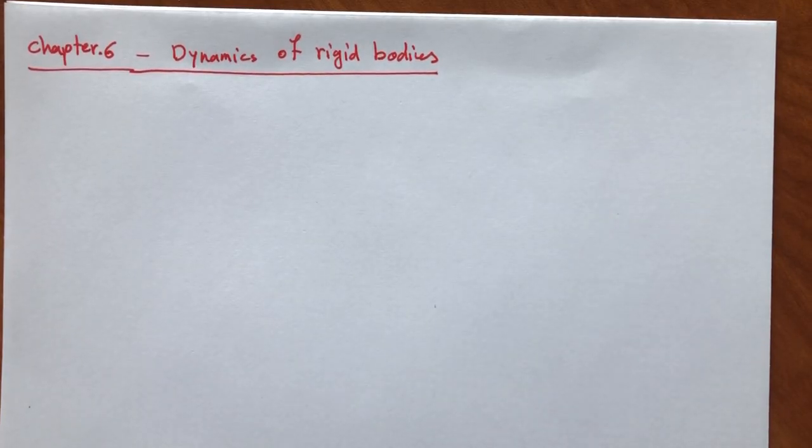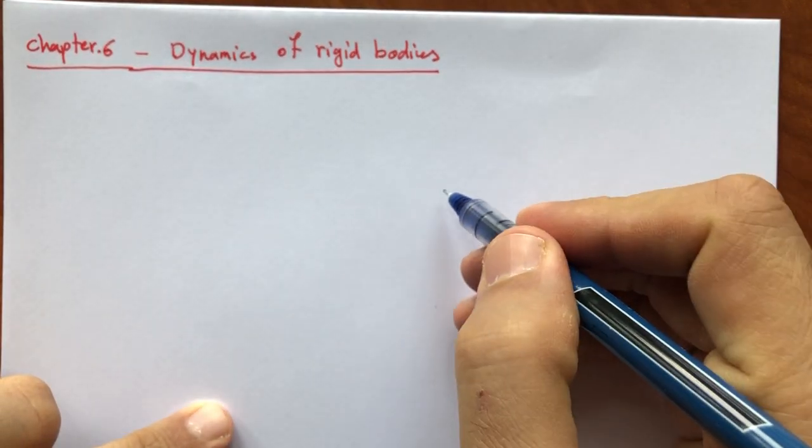In chapter 2 and 3, we talked about kinematics and dynamics of particles. In chapter 5, we talked about kinematics of rigid bodies. And finally, in chapter 6, we are going to talk about dynamics of a rigid body.